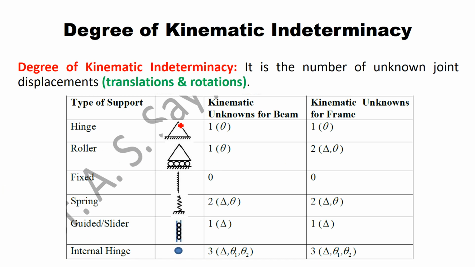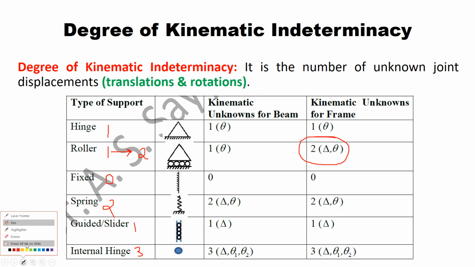So please remember these unknowns: hinge support 1, roller support 1, fixed support 0, spring support 2, guided support 1, internal hinge 3 if it is a beam structure. And if the same supports are provided in the frame structure, all other supports are same, only instead of 1 unknown, it becomes 2 unknowns in roller support because horizontal displacement is allowed. Other support conditions are same in beam as well as frame.